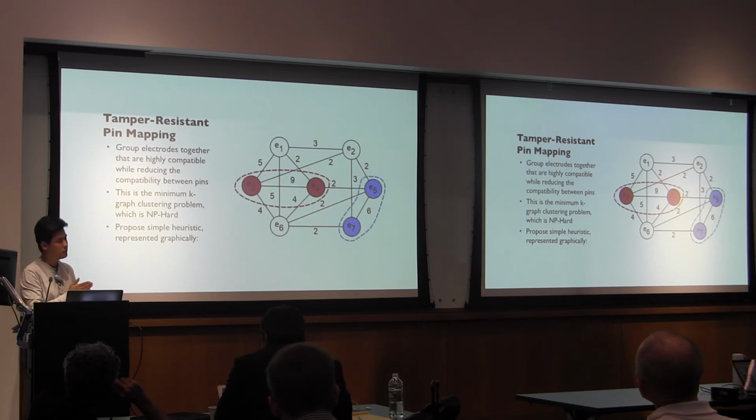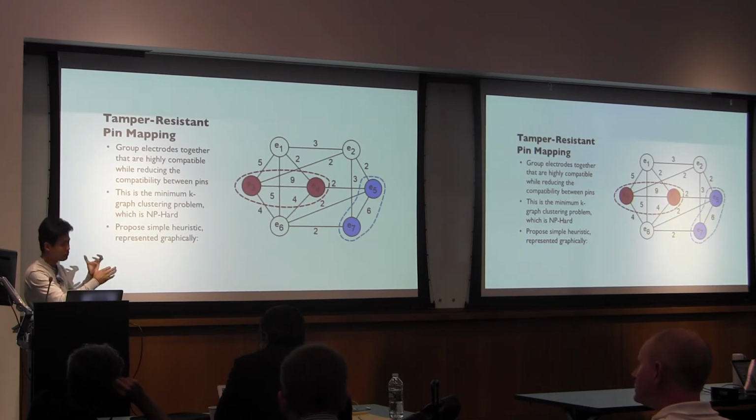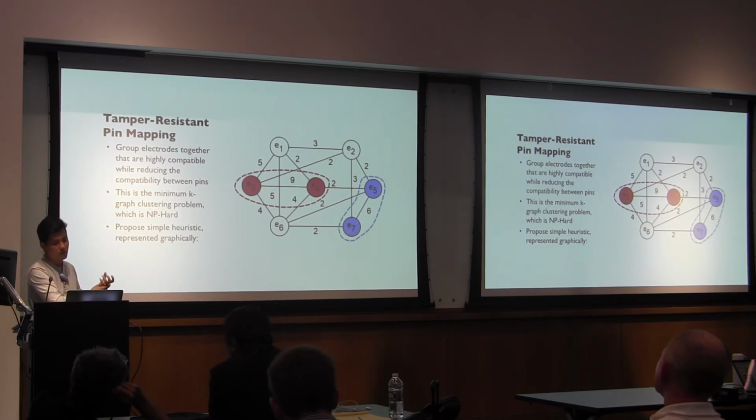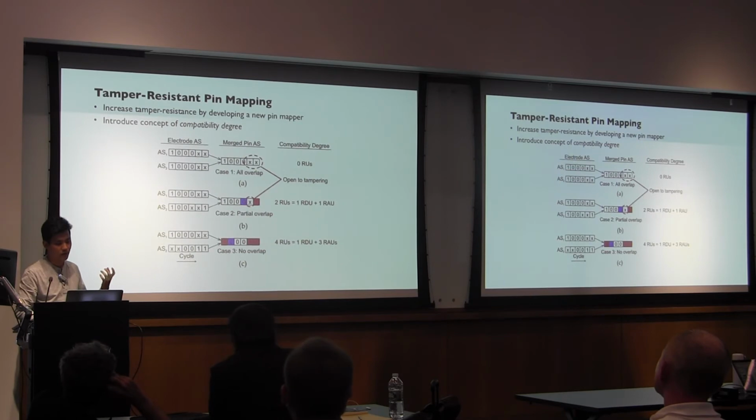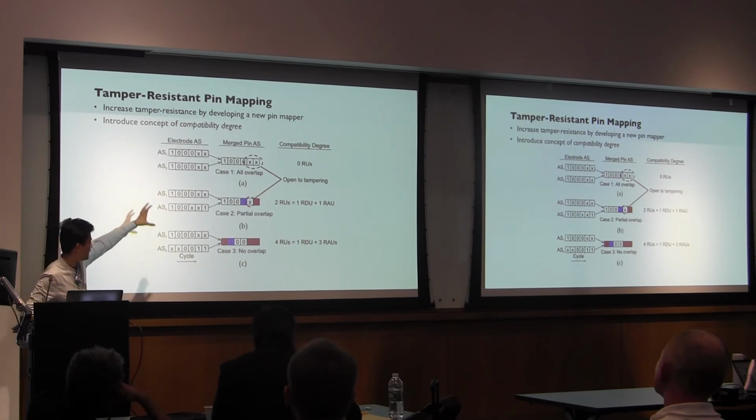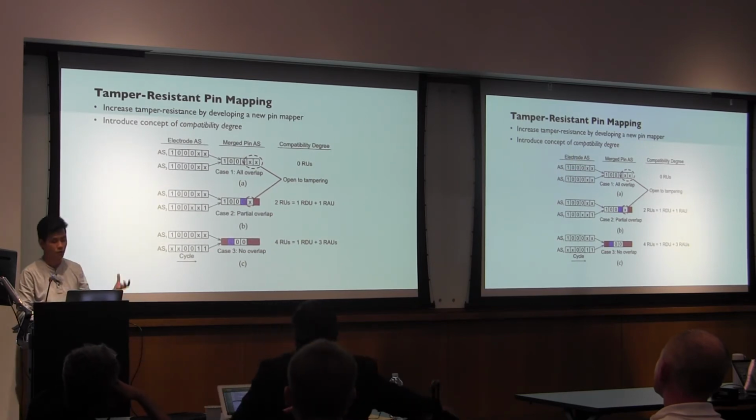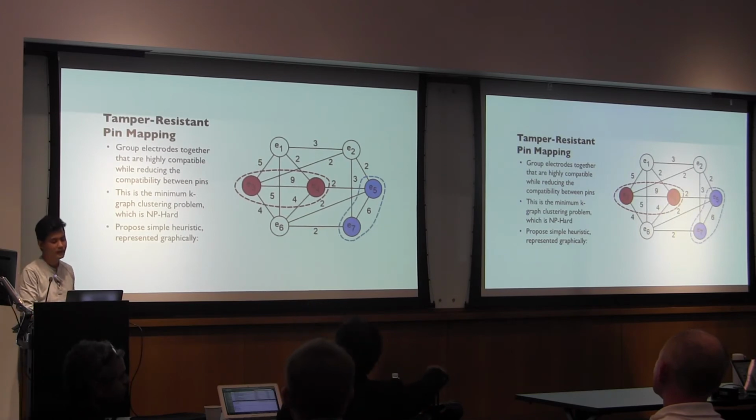So this problem here can be represented as a graph clustering problem. Like before, we represent electrodes as nodes, and compatibility as the edges between nodes, but now we're going to weight the graph based on this idea of compatibility degree, right? So here we can count the number of redundant units, and we're going to use that as our weighting. And this is an NP-hard problem, so of course we're going to try to solve this by proposing a heuristic. Here we came up with a very simple one, which I can explain to you in 4 slides.